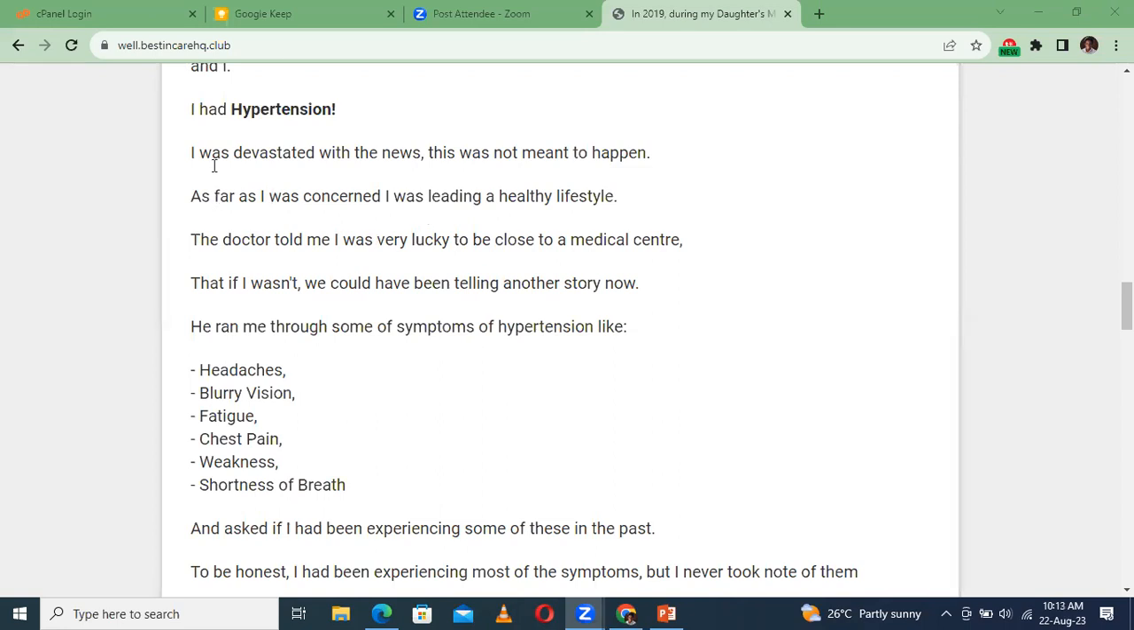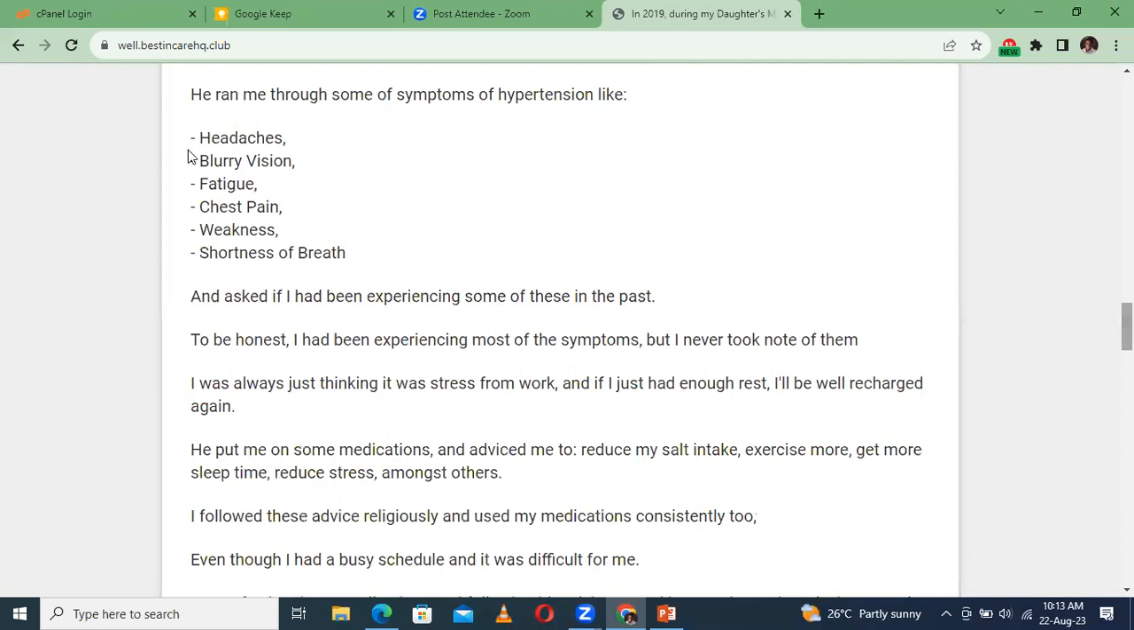As far as I was concerned, I had hypertension. I was devastated with the news. This was not meant to happen. I was leading a healthy lifestyle. The doctor told me I was very lucky to be close to a medical center, that if I wasn't, we could have been telling another story now. He ran me through some symptoms of hypertension like headaches, blurry vision, chest pain, weakness, shortness of breath, and asked if I'd been experiencing some of this in the past. To be honest, I'd been experiencing most of these symptoms, but I never took note of them.